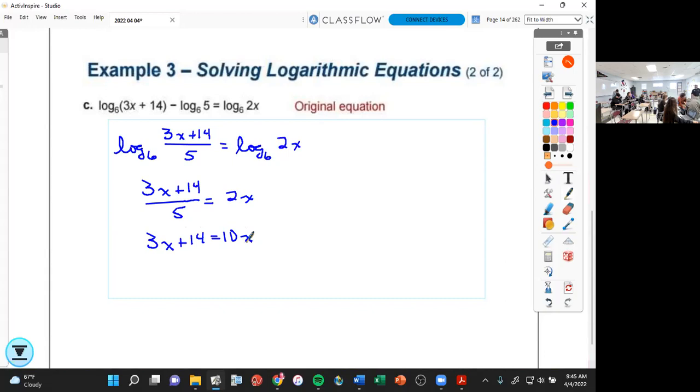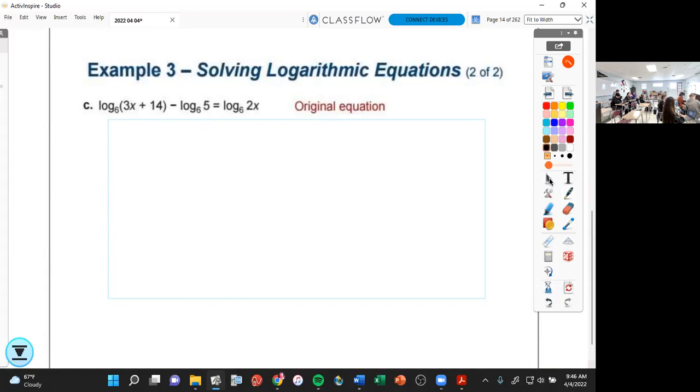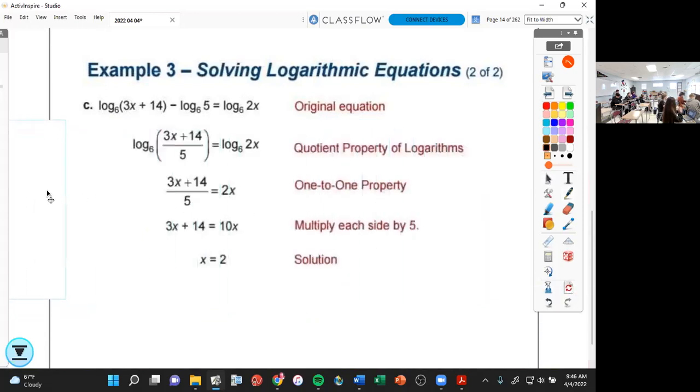Next step. Subtract 3x from both sides. X equals. Don't forget, check your answer, make sure it works. Okay. I'm not spending any time checking answers because I think you're all capable of that. I'm going to delete the writing. Okay.